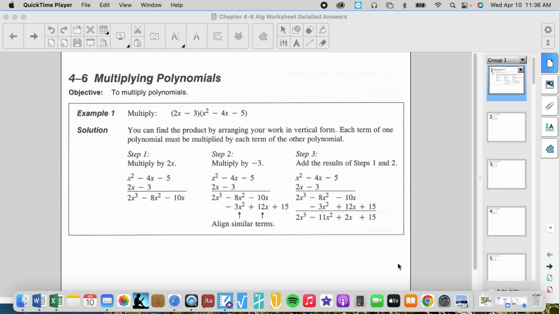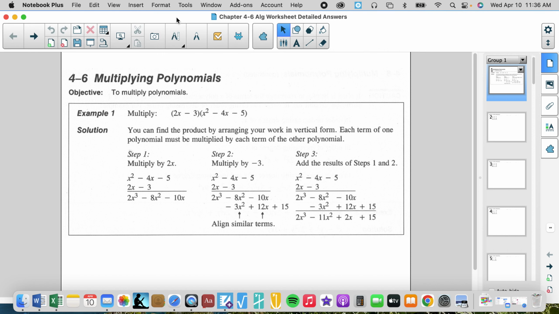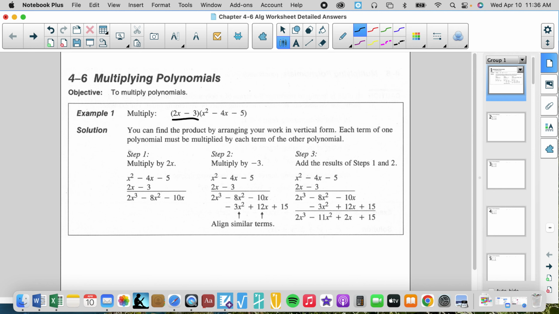So we did monomials times monomials, a monomial times a binomial times a trinomial, two sets of monomials times binomials. Now we're going to multiply a binomial times a trinomial. So we have to look at this as a double distribution. We're going to distribute this term, 2x, into each of the terms of the trinomial.